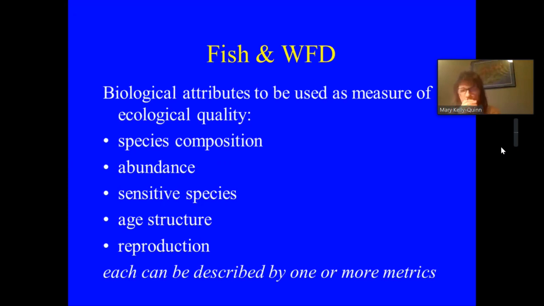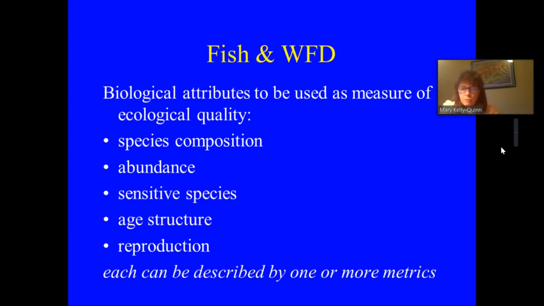Now, just to remind you about the WFD, and that required us to look at species composition. So in other words, you record all the species present, but you concentrate on assessing the abundance of the sensitive species, which are the salmonids. So here we're talking about the salmonid stream. In this case, it is mainly brown trout.